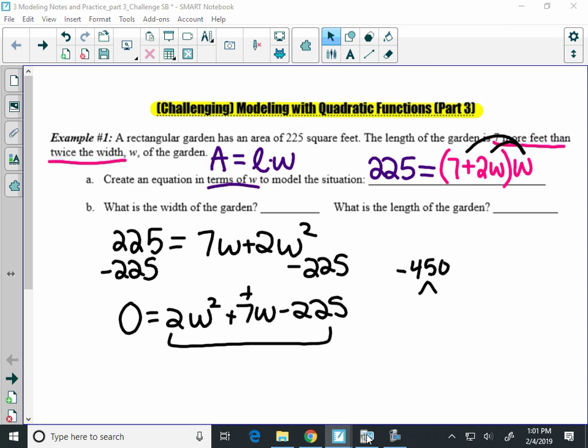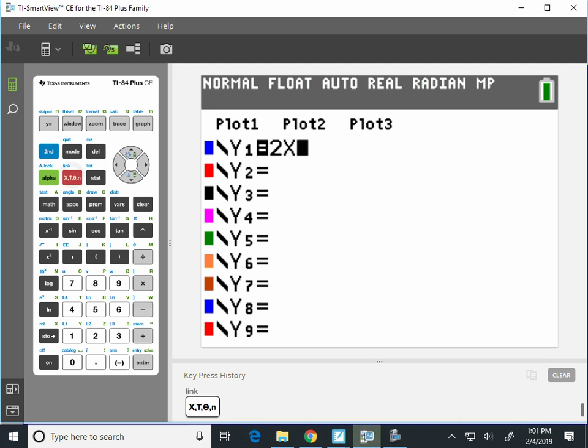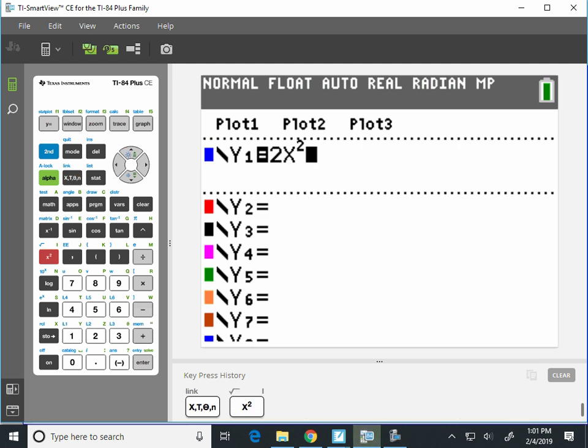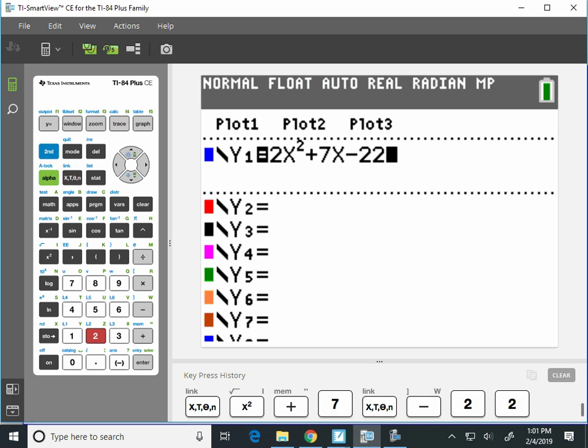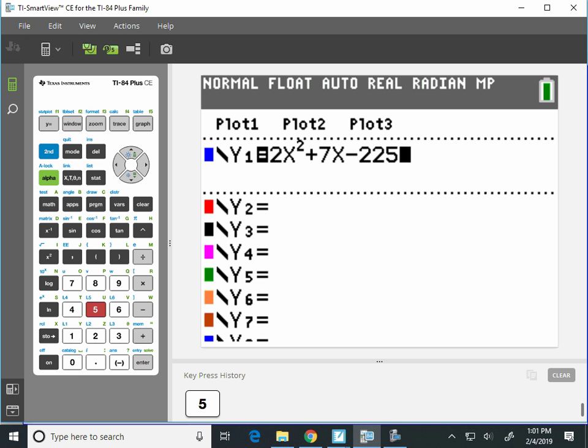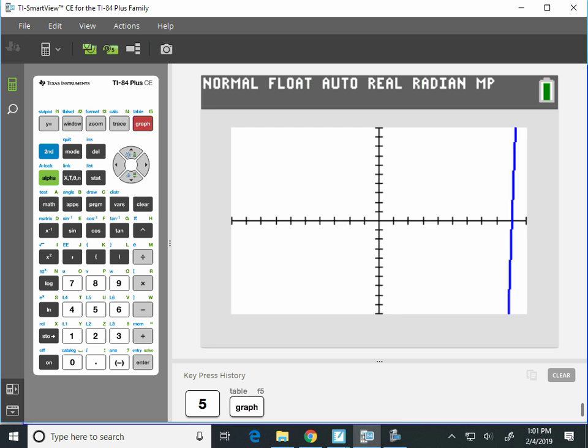All right, so let's type it into our calculator really quick. So we'll go to y equals. Now instead of w, we'll use x. So 2x squared plus 7x minus 225. Now my calculator automatically resets to the standard window. Some of your windows might still be adjusted from last week, but if not, hit Zoom 6. Zoom 6 at least gets you back to where you started, and that's what I would suggest. So hit Zoom 6, and you should get a picture that looks like this.